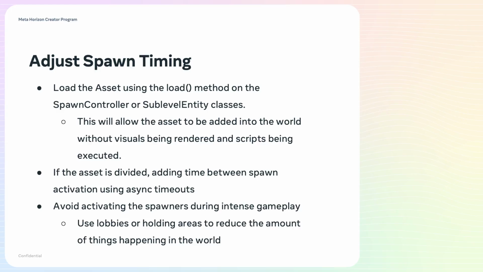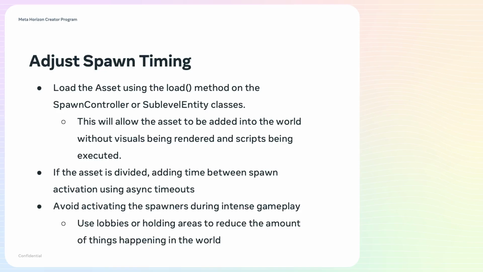So, if the asset is divided, adding time between spawn activations using async timeouts, that's a great way to, I basically mentioned that earlier. Avoid activating the spawners during intense gameplay. So if your players are running around throwing stuff, doing interactions and stuff like that, then you're kind of stacking the performance impact of the usual interactive things plus the spawning on top of it.